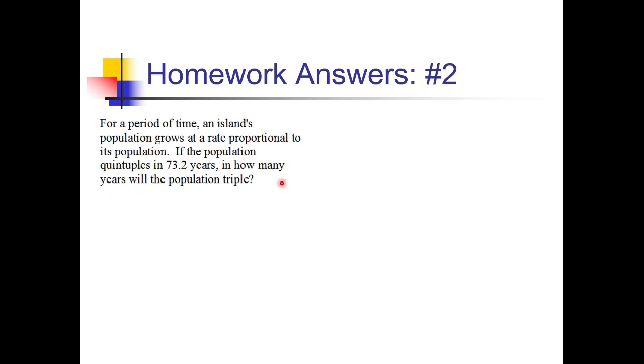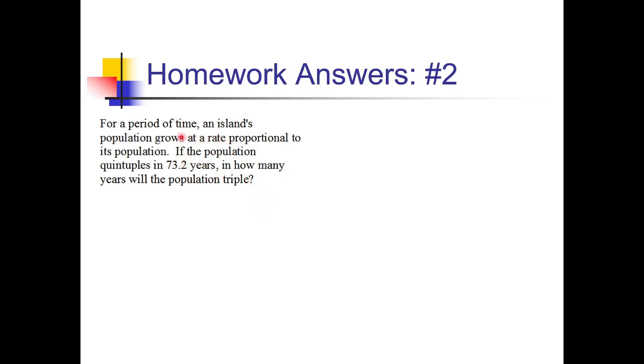For this problem, we have an island's population growing at a rate proportional to its population. Population quintuples in 73.2 years. In how many years will the population triple? Well, we know it's probably going to be less than 73.2, but beyond that, we're not really sure.